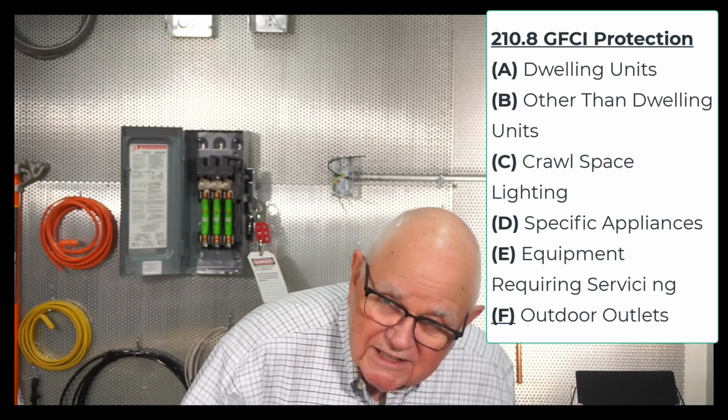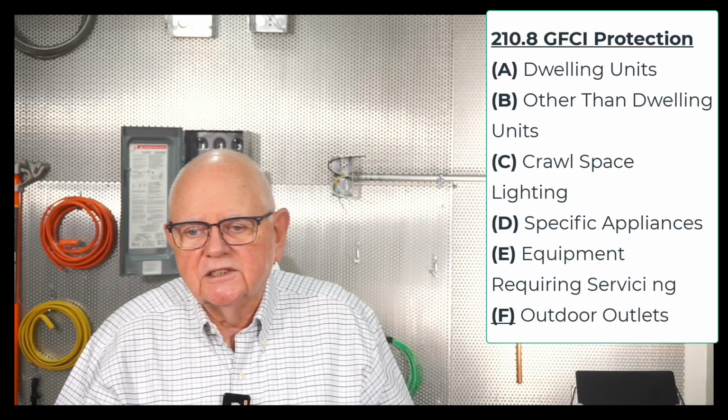Subsection C talks about lighting outlets in a crawl space. Very simple, I think it's 1 sentence long. It says we have to have GFCI protection on a lighting outlet in a crawl space. That is because of safety, right? If we're crawling around down there in the crawl space, we don't want to bump with our back or head or something, bump into that luminaire and end up getting a shock or something worse happen to us. So it's required to be GFCI protected then.